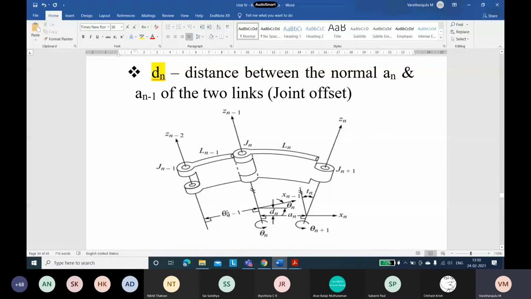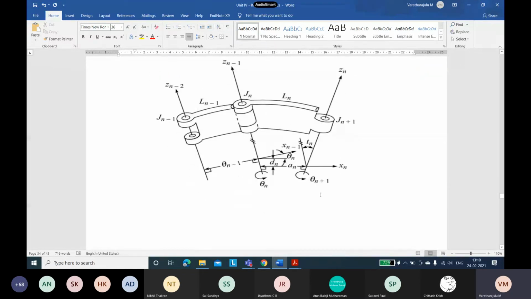Here we have a n. Similarly here it is a n minus 1. This is joint n plus 1, joint n minus 1. Link n minus 1. This axis Zn, Zn minus 1, Zn minus 2. And similarly we have the rotation about each axis. In Zn we have theta n plus 1. In Zn minus 1 we have theta n. In Zn minus 2 we have theta n minus 1.